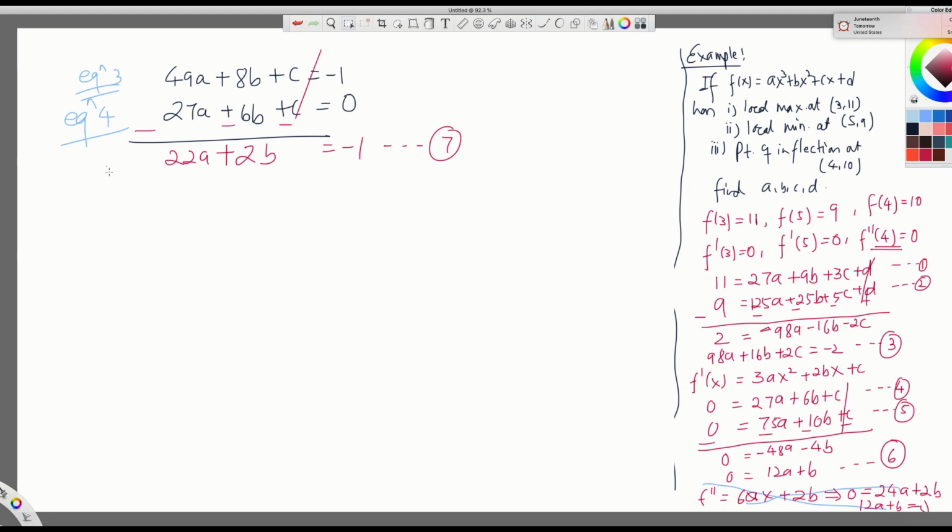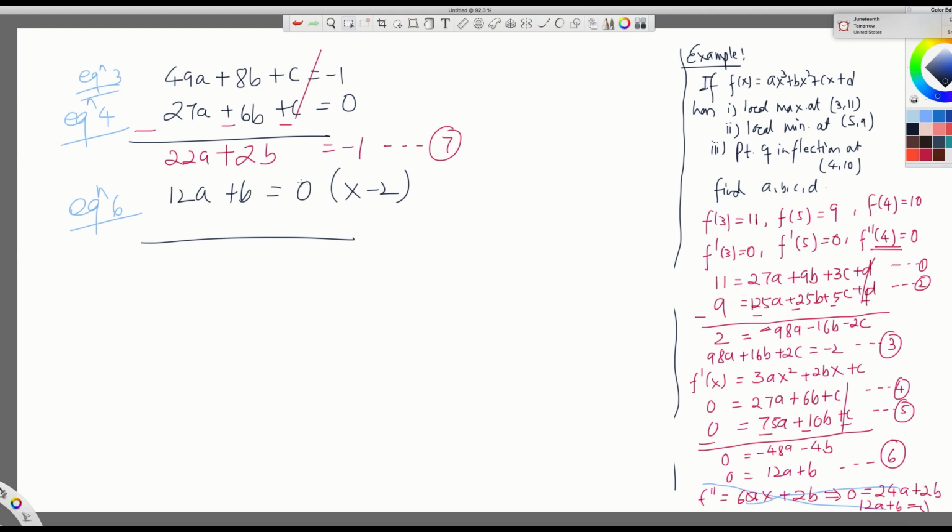So what is equation 6? Let me write down equation 6. Equation 6 is 12a plus b equals to 0. If you solve these two, how do you solve these two? You need to multiply the second by -2, right? You need to multiply by -2.